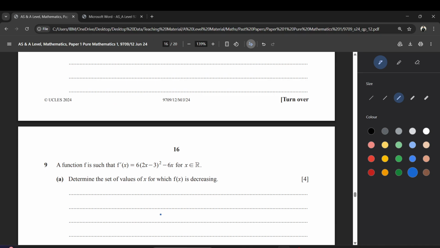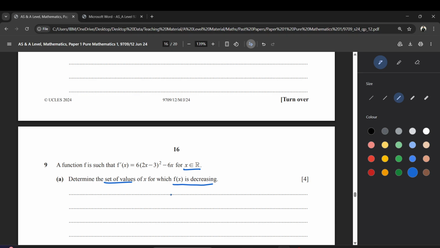Question number 9 is, a function f is such that f dash x is equal to 6 times 2x minus 3 whole square minus 6x for x belongs to all real values, or x has all real values. Determine the set of values of x for which f of x is decreasing.